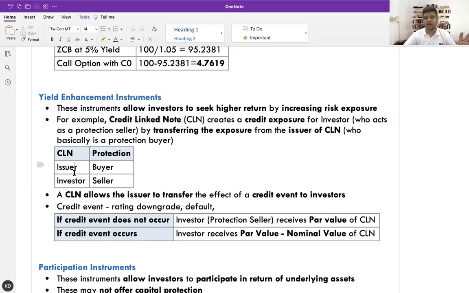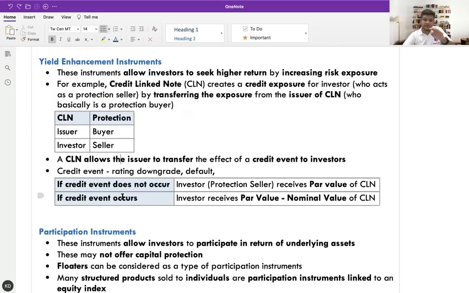The CLN issuer, the one who issues the bond, is the one who wants protection. And the one who invests in this bond, that's me. I'm going to invest in such a risky bond. So I take the responsibility of default. The one who invests in the bond is more like a protection seller, more like an insurance giver. So the CLN allows the issuer to transfer the credit risk from one party to another.